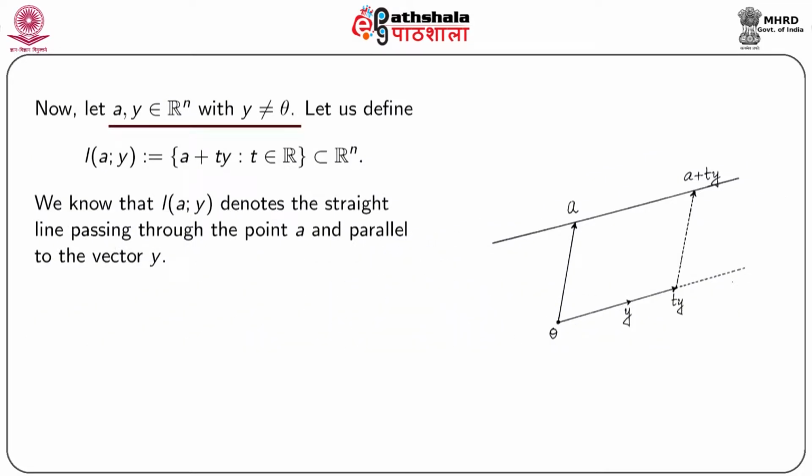Let a and y be two vectors in R^n, where we assume that y is non-zero. We define L(a,y) to be the set of all vectors in R^n of the form a plus t y, where t is any real number. Then we can check that L(a,y) denotes the straight line in R^n which passes through the point a and is parallel to the vector y.